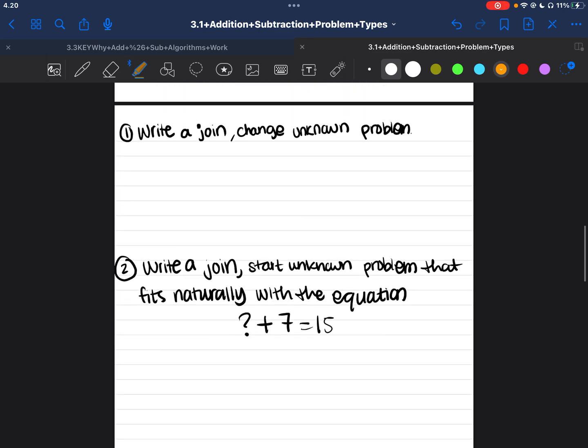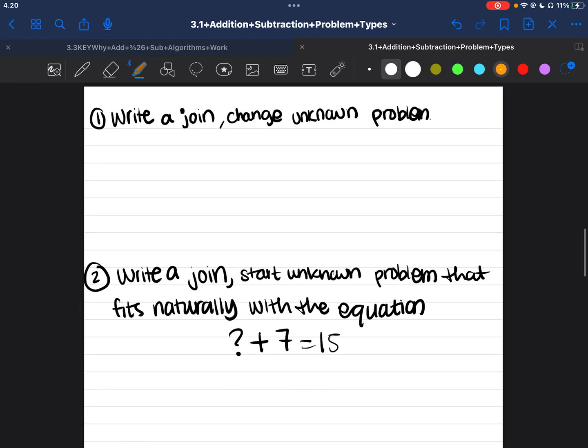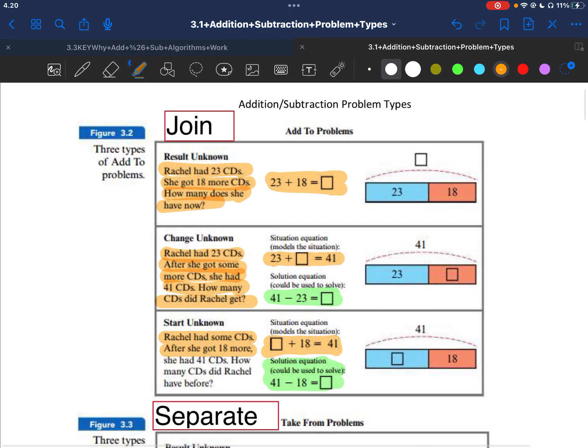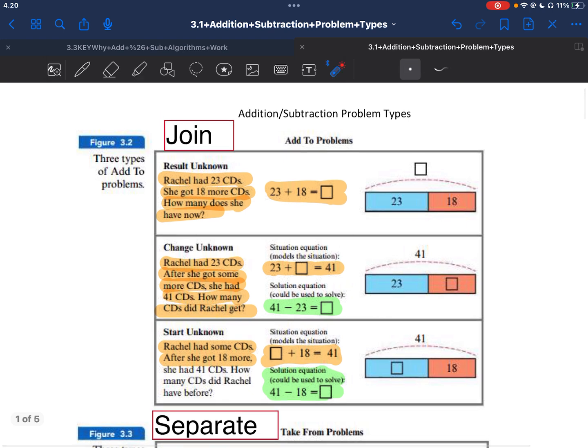So I want you guys to pause the video and do these two problems. Okay, make sure you do them. All right, so let's do number one. It says write a join, change unknown problem. So go back to your notes, join, change unknown. So I'm talking about this.